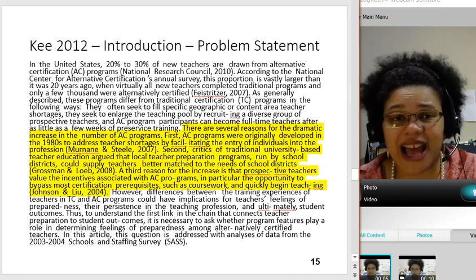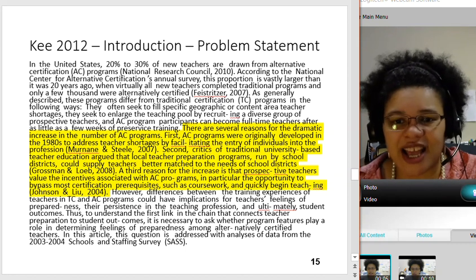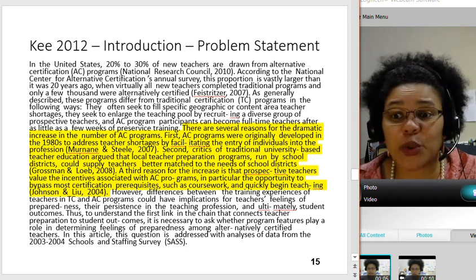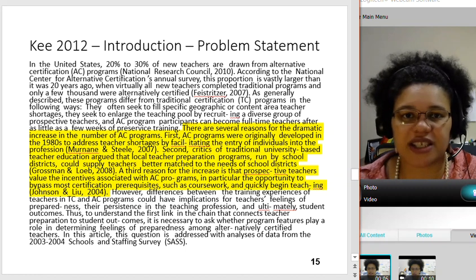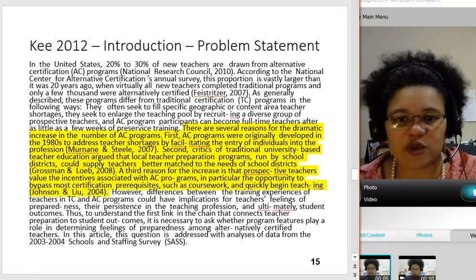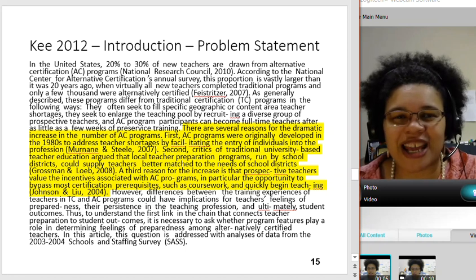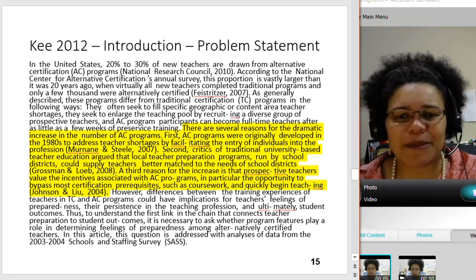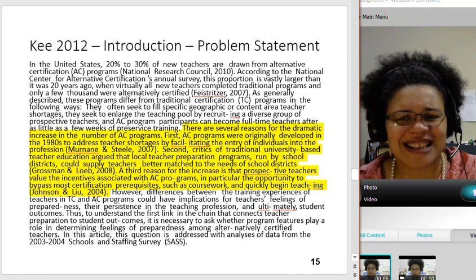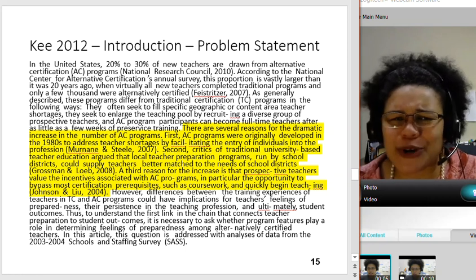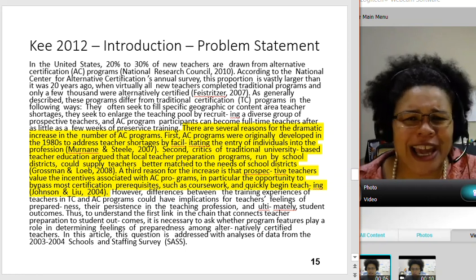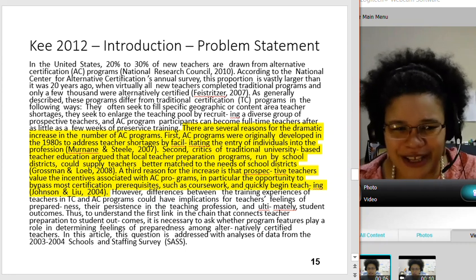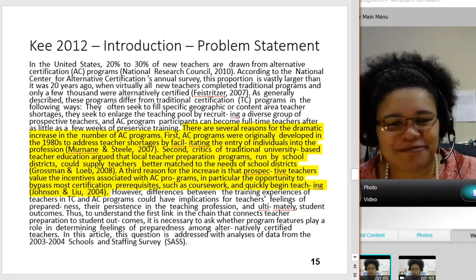You could bypass a lot of the certification prerequisites, such as coursework, and most importantly, you could quickly get into the classroom instead of having these years of preparation before you could get into the classroom. So we get this dramatic increase, and the problem is kind of vague. It's not clear from what I'm reading here what the problem is. You get the sense that there are critics, there are opponents, so maybe two camps, a traditional and an alternative camp. Yeah, but it's kind of vague in terms of what the problem is.